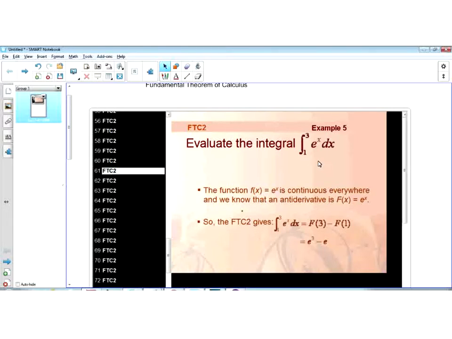So now we can go back and evaluate this integral. According to FTC 2, we just take the antiderivative of e to the x and evaluate it at 3, and then subtract off the antiderivative evaluated at 1. So the answer is e cubed minus e. So there's your area under the curve from 1 to 3.